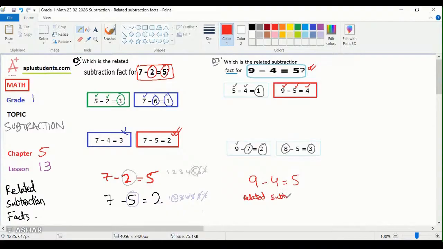subtraction fact for this would be, if we subtract 5 from 9, it comes out to be 4. Agreed? Perfect. Thank you, Aram. What we are looking at is the same numbers but a different arrangement. Okay?